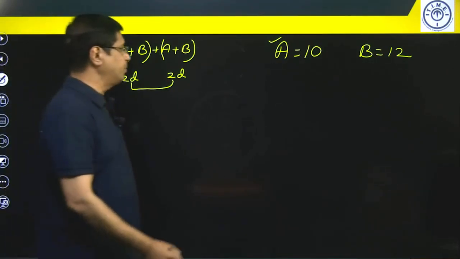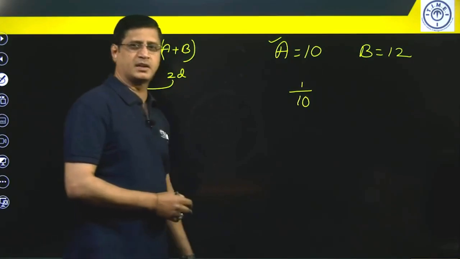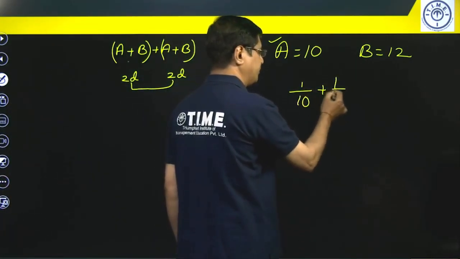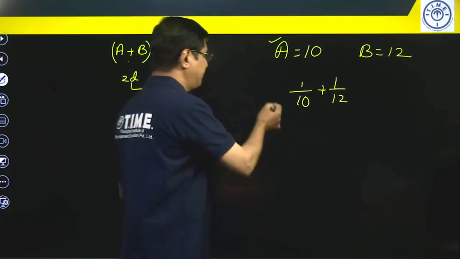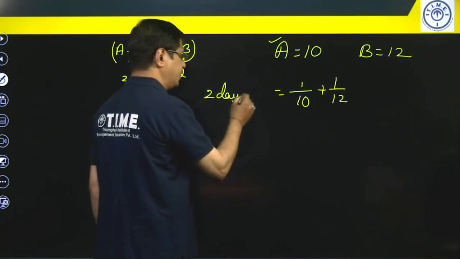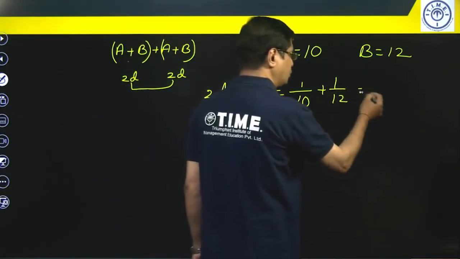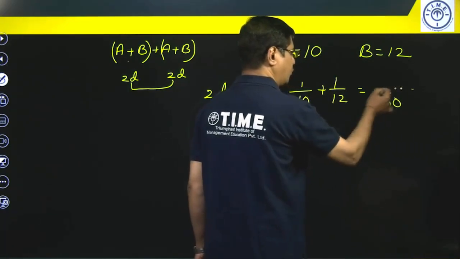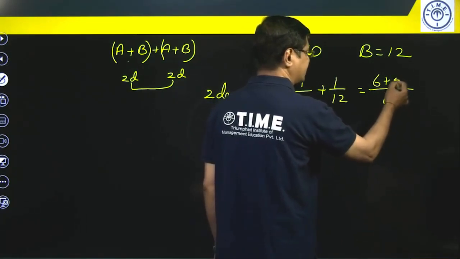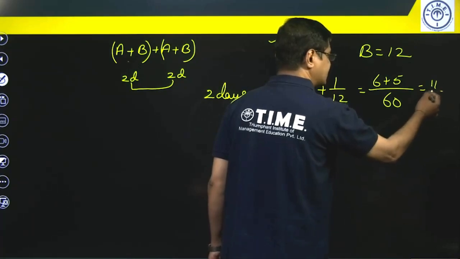Now, A can complete the whole work in 10 days, which means in 1 day A can complete 1/10th part of the work. What about B? B can finish 1/12. Now 1 day plus 1 day, by adding these two we get 2 days of work. So what is the 2 days work? 1/10 plus 1/12, which is equal to, here 60 is the LCM. Now 5 times 12, 6 times 10. So 6 plus 5, which is equal to 11/60.